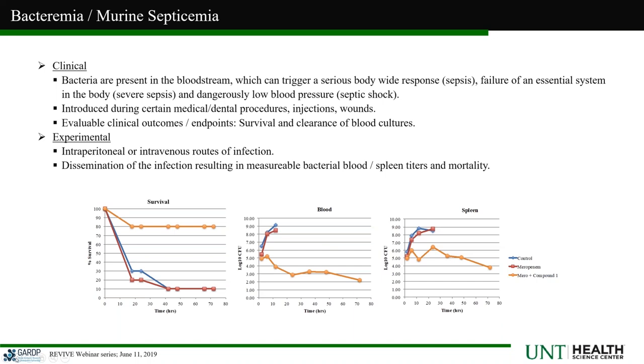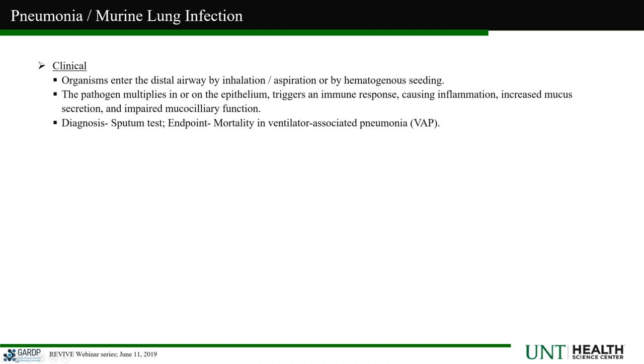So moving to lung infections, again, when you get pneumonia, a lung infection, you're getting the organism entering through the distal airway, you're inhaling it into your lungs. There can also be a hematogenous seeding, it multiplies in the epithelium, triggers an immune response, inflammation and so on, where you get increased production of the organism in that lining fluid. So how do you diagnose a lung infection? Well, there's bronchial lavage, there's also a sputum test where the organism can be recovered and analyzed and identified. You could also get mortality from certain lung infections like ventilator-associated pneumonia with Klebs or pseudomonal strains.